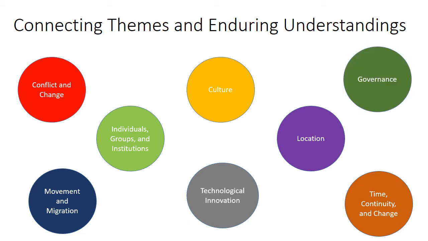Governance. As a society increases in complexity and interacts with other societies, the complexity of the government also increases. Location. Location affects a society's economy, culture, and development. And finally, time, continuity, and change. While change occurs over time, there is continuity to the basic structure of society.